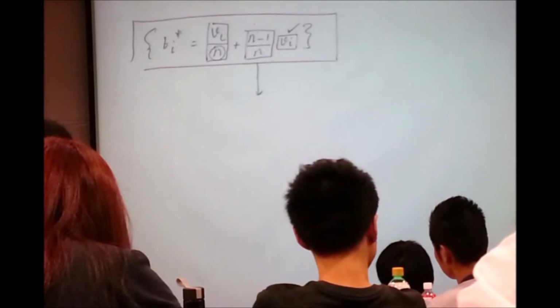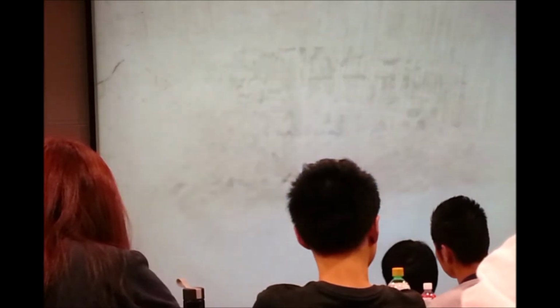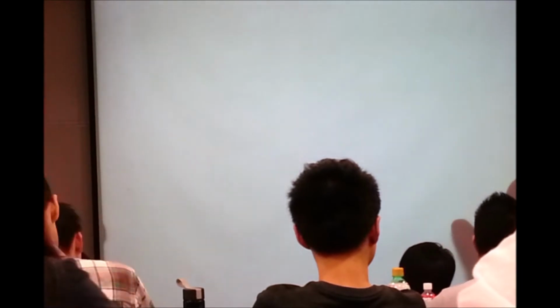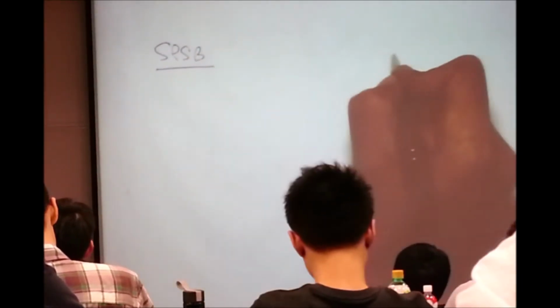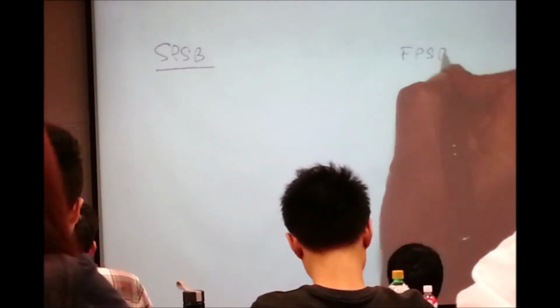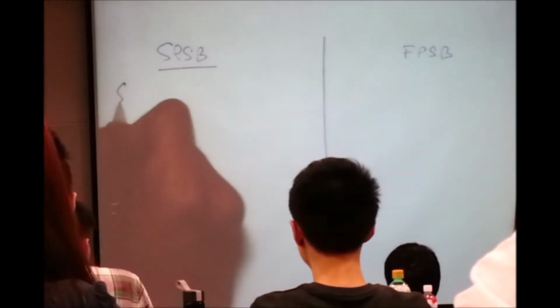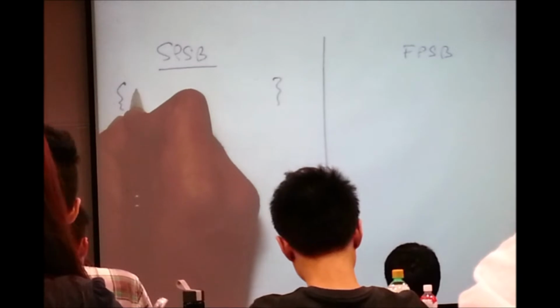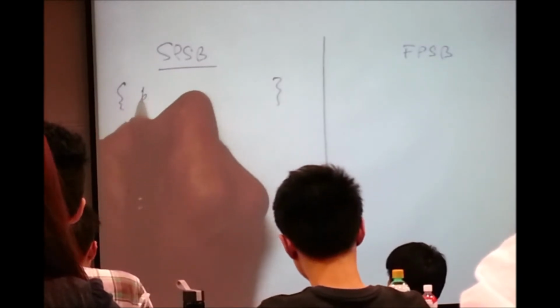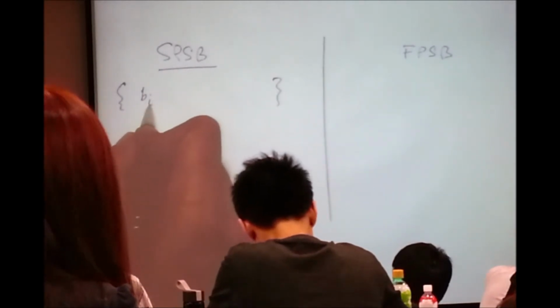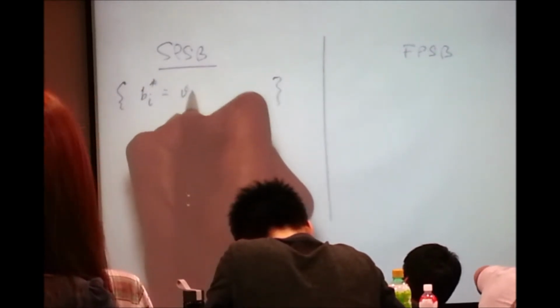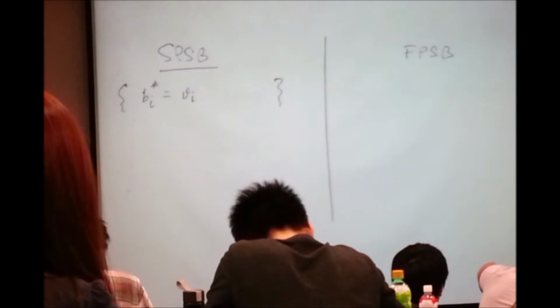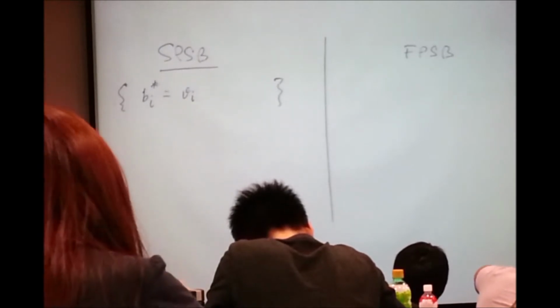Okay. So guys, time for a quick summary. We have the second price sealed bid auction and the first price sealed bid auction here. The equilibrium set of strategies for n bidders: b_i* = v_i for i = 1, 2, 3, 4, 5. Bidders have a dominant strategy, which is to bid their own valuation.